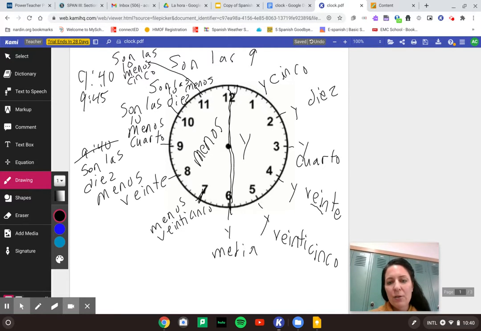So you could say son las 9:31, so y 31, y 32, y 33, y 34. But then usually starting around 35, we're going to start with that menos 25, menos 26. It's not incorrect, though. Someone would understand you if you said son las 9:35. It's 9 and 36. It's just a little bit more correct to start with the subtracting.